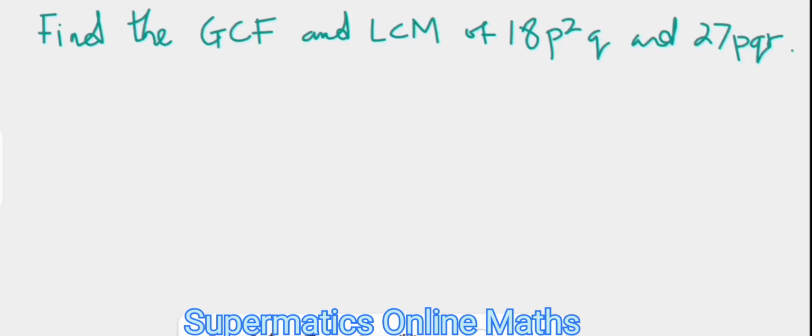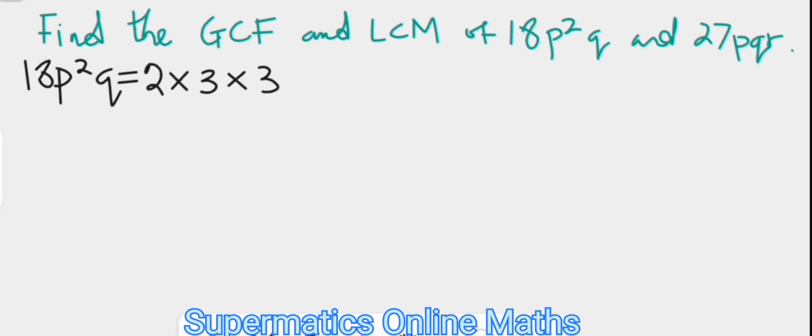We want to find the GCF and the LCM of the algebraic expressions 18p squared q and 27pqr. So the first thing we do is to split them into their factors. Splitting 18p squared q, the number 18 gives 2 times 3 times 3, and p squared q is p times p times q.